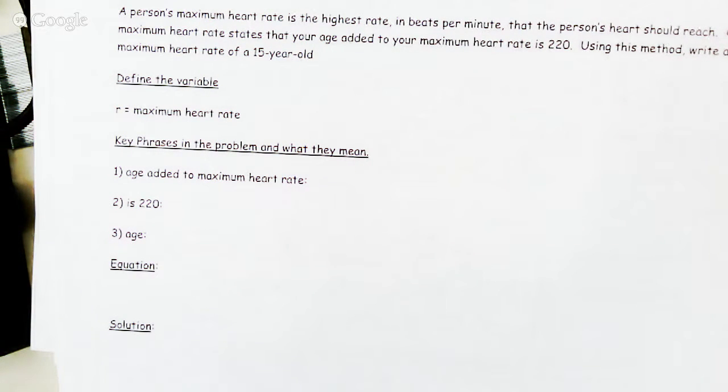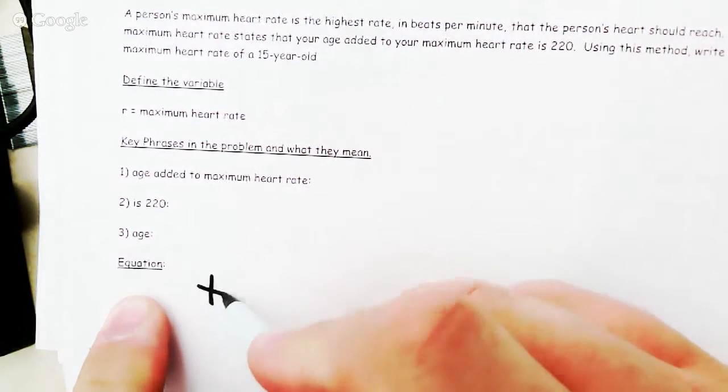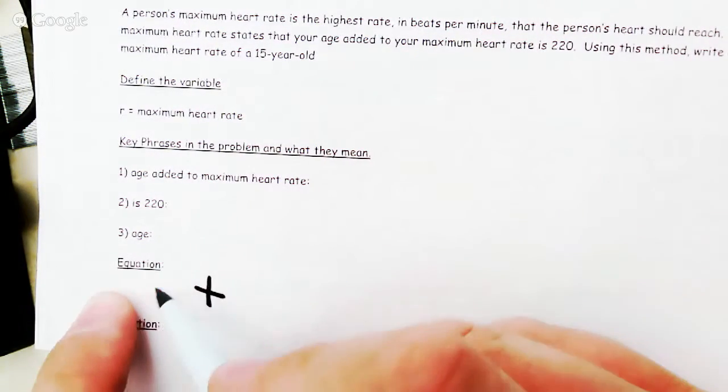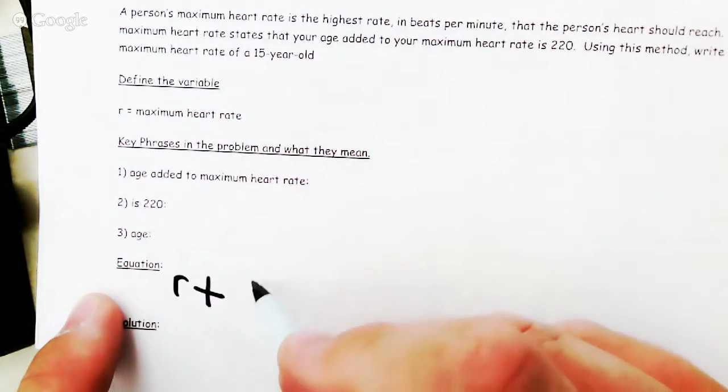Equals, right. Is a great symbol for equals. And then your age. Your equation for this one. So we got to add. So we got to have a plus. What are the two things we're going to add? Your maximum heart rate, which we're going to let be R, plus your age.